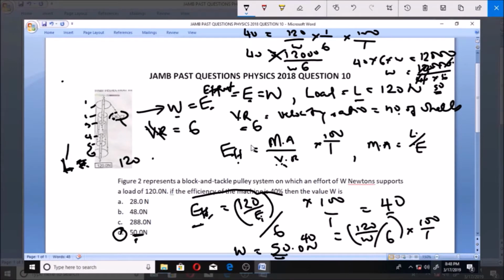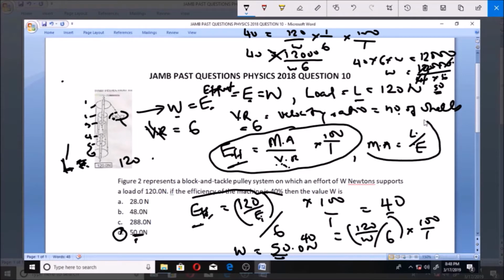Please note the formulas: efficiency is equal to mechanical advantage over velocity ratio times 100 over 1. This is the formula that we use for this calculation. EFF, efficiency equal to MA over VR times 100 over 1. Now, also note that mechanical advantage MA is equal to L over E, load over effort. This is the load here, and this is the effort that you're making to carry this load. MA equal to load over effort.